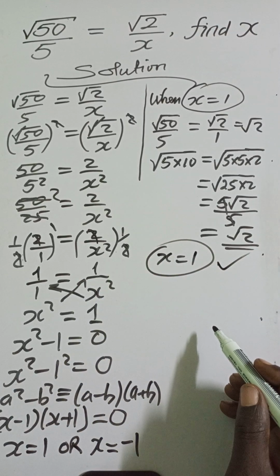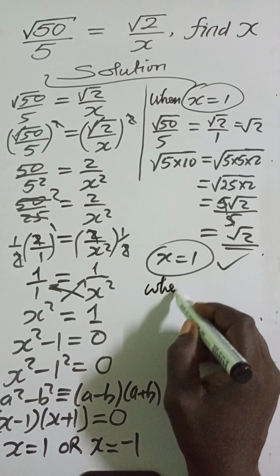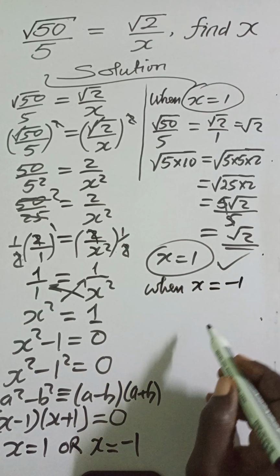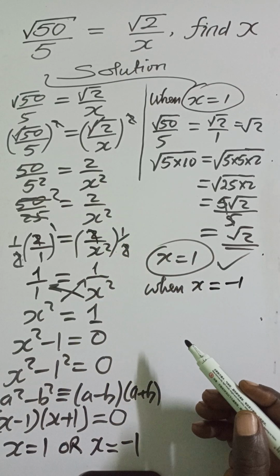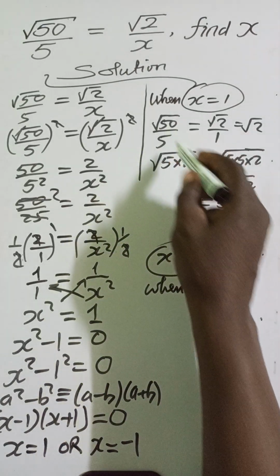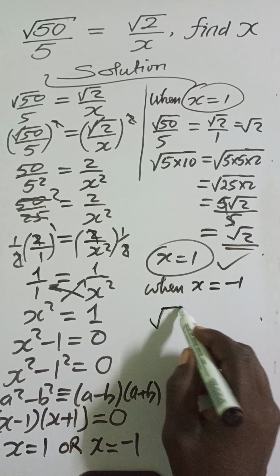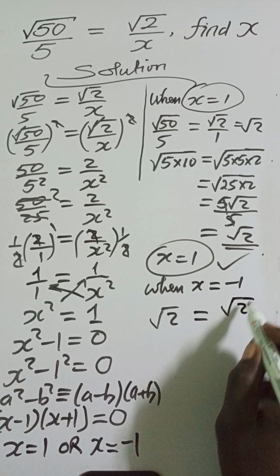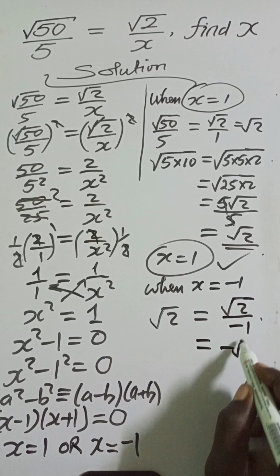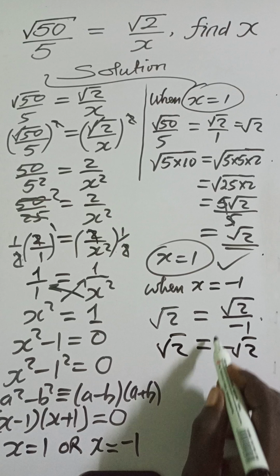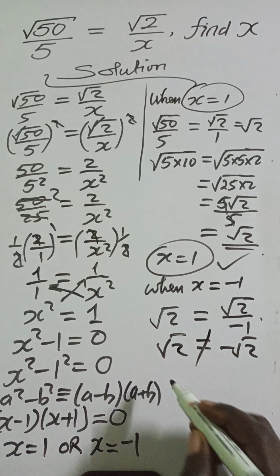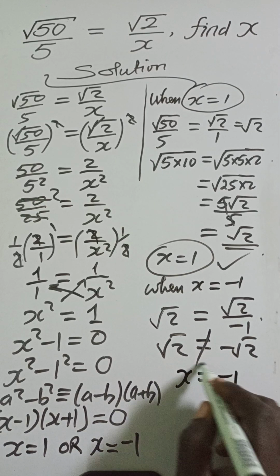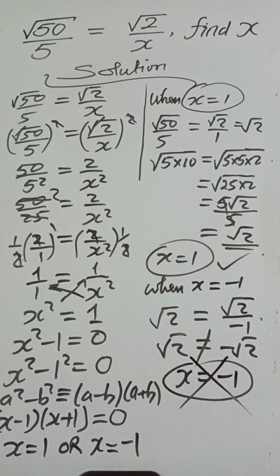Now let's check when x is negative 1. When x is negative 1, let's see if the left hand side is going to give us the same result as the right hand side. Our analysis already told us that the left hand side is root 2. Now, if we put x equals -1 on the right hand side, we're going to obtain root 2 all over -1, which is simply negative root 2. And root 2 is not equal to negative root 2. Hence, x equals -1 is not a solution. So the only valid solution for our rational equation is x equals 1.